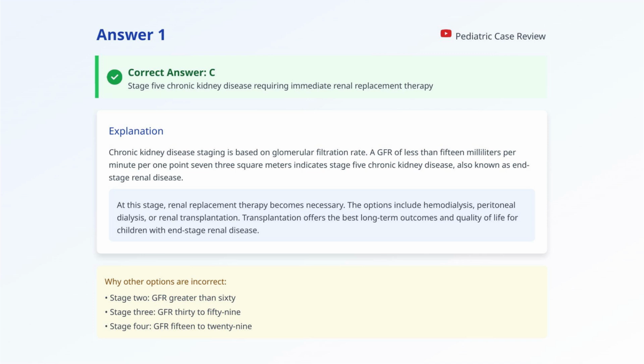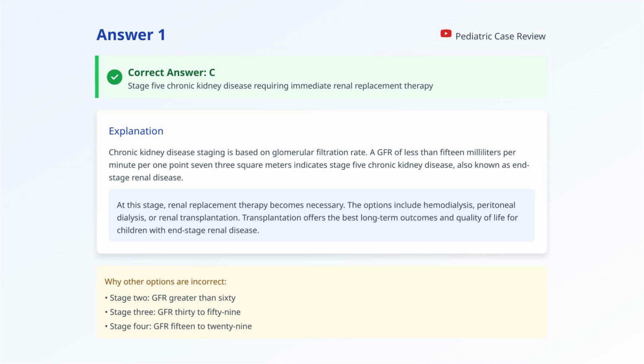The correct answer is C, Stage 5 chronic kidney disease requiring immediate renal replacement therapy. Chronic kidney disease staging is based on glomerular filtration rate. A GFR of less than 15 milliliters per minute per 1.73 square meters indicates Stage 5 chronic kidney disease, also known as end-stage renal disease. At this stage, renal replacement therapy becomes necessary.